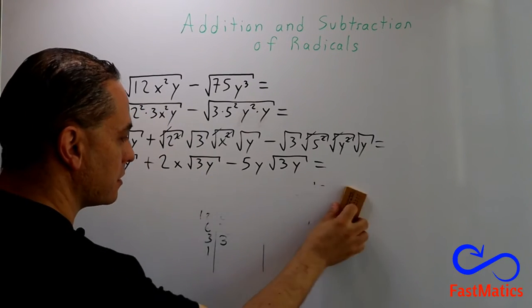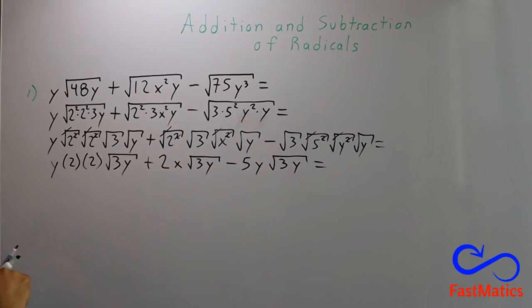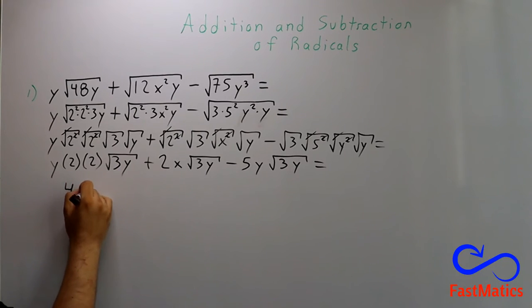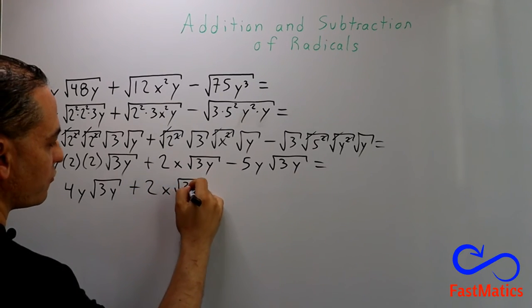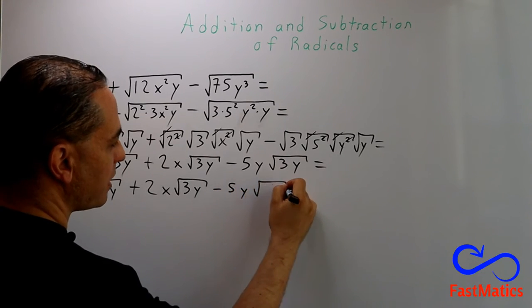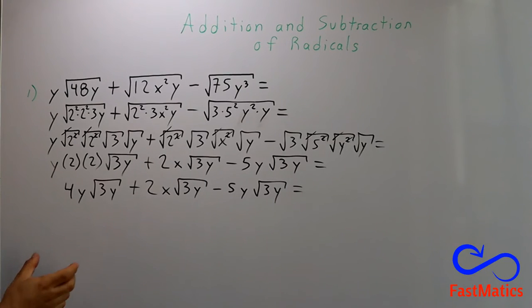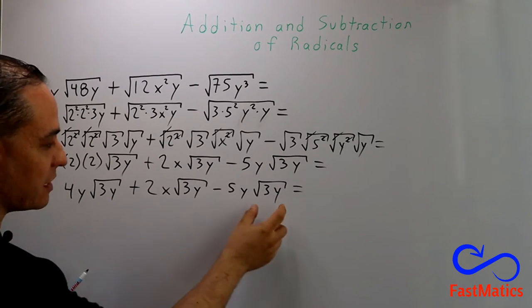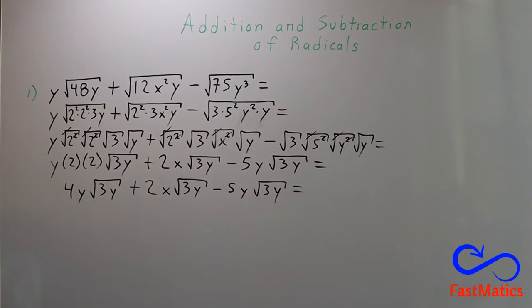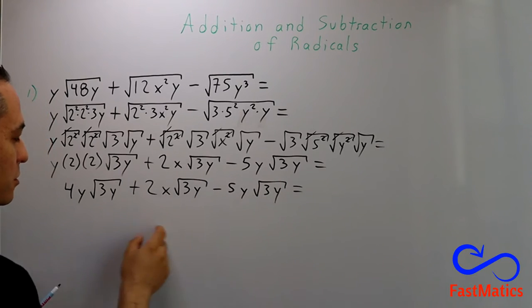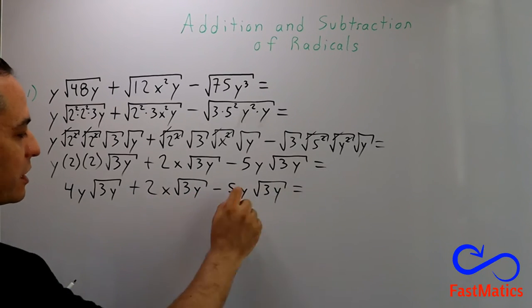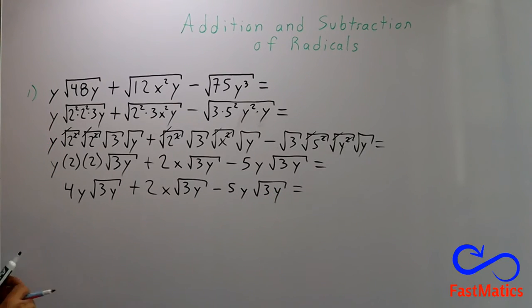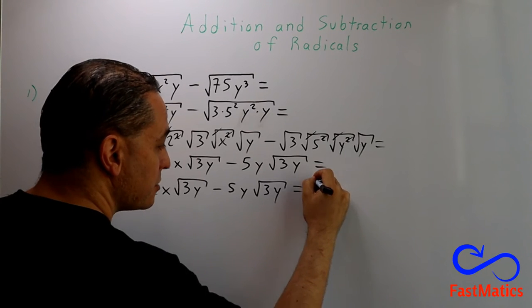So I'm going to erase those expressions, and 2 times 2, 4y, multiplying the square root of 3y, plus 2x multiplying the square root of 3y, minus 5y multiplying the square root of 3y. And I see that now I have the same root here, here, and here. 3y, 3y, 3y. This is very, very good, because we can get the common factor of the square root of 3y. Have one term separated by a positive sign of another term separated by a negative sign of another term. So the common factor will be the square root of 3y.